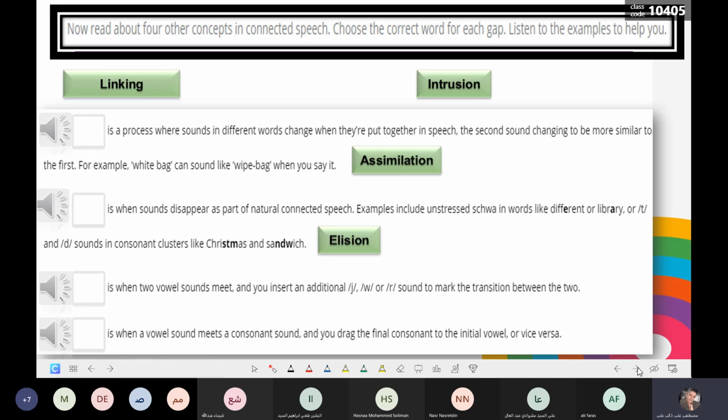And now we'll have a look at intrusion. What is intrusion? The terminology intrusion means when two vowel sounds meet and you insert an additional yeh or weh or reh sound to make the transition between the two. You know, in Arabic, it's difficult to read two vowels followed when they are without any movement.